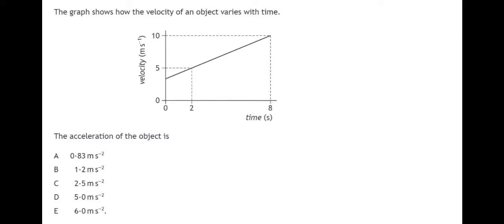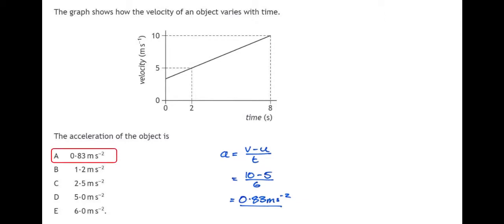Question number 1. It says the graph shows how the velocity of an object varies with time. The acceleration of the object is... So, what can we see from this graph? Well, we can see the change in velocity over the time, which is what acceleration is. So a equals v minus u over t is the formula to use. Final speed is 10, initial speed is 5, over a time of, well, from 2 to 8 seconds is 6 seconds. So that is 0.83 meters per second squared, or answer A.